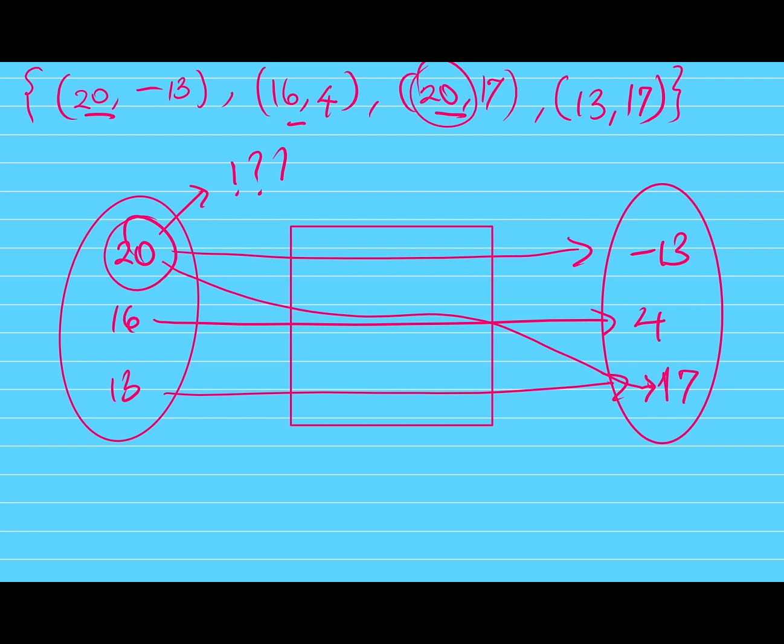Oh gosh, where am I supposed to go to? He's got no clue. Should I go into negative 13 or 17? And because this is happening, we say that whatever is the engine here is not a function. Pretty clear, isn't it? Right.